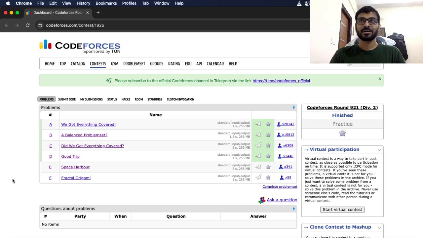This is an upsolving attempt of Codeforces Round 921 that happened last Saturday at 8 p.m. in the evening IST. I'm going to solve a few problems and reflect on the approaches and techniques that I used to solve these problems.